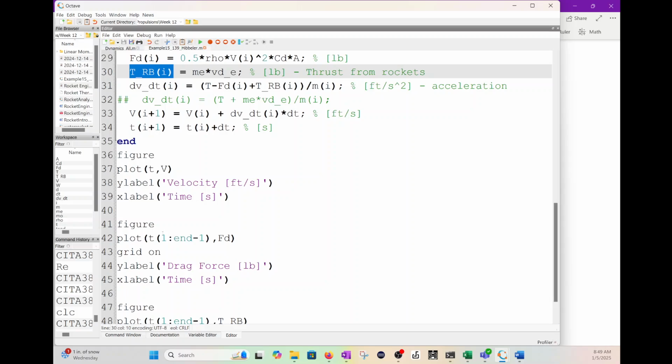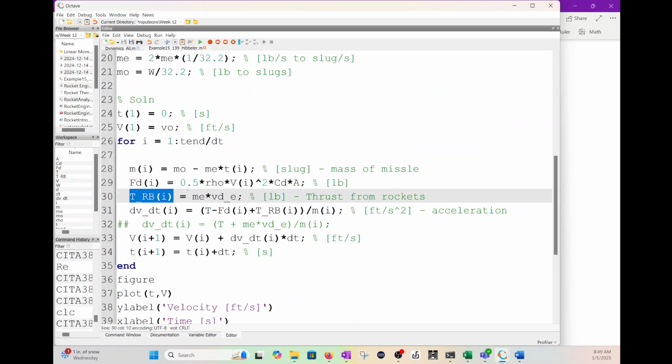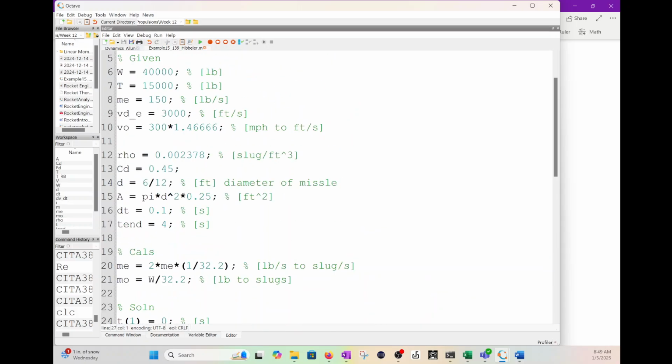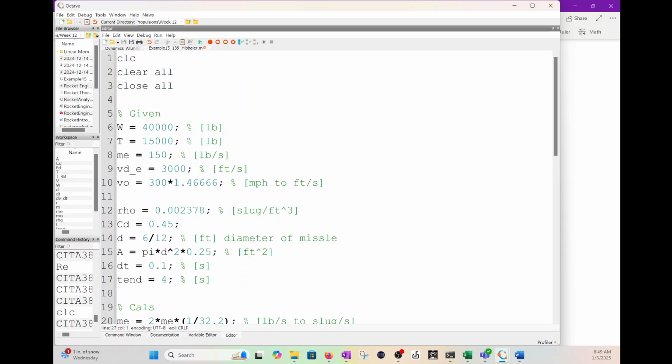Excuse me. So this is how you would write this code. This is a numerical method of marching forward in time. I like to do this because it's kind of easier to solve than trying to integrate. So let's take a look at the graphs.